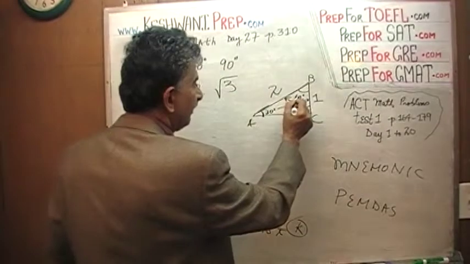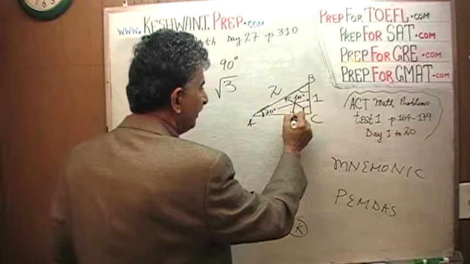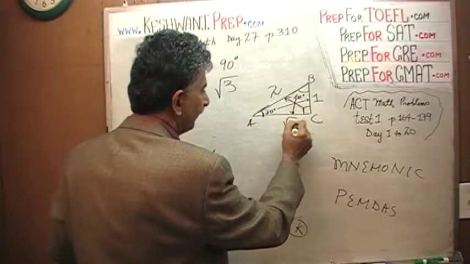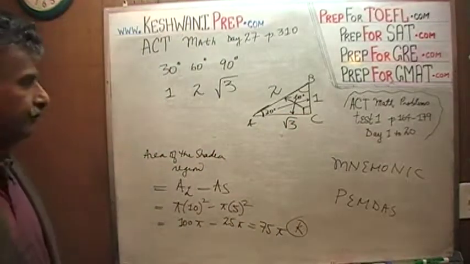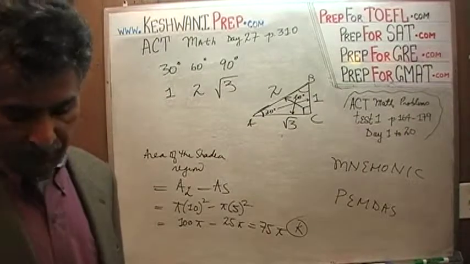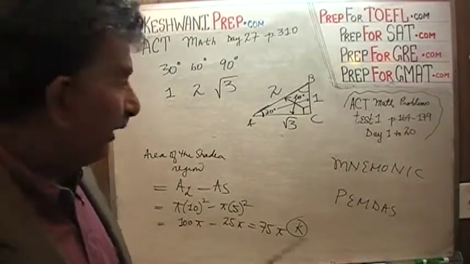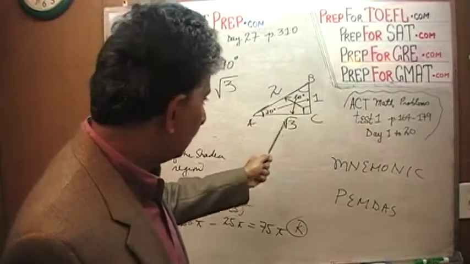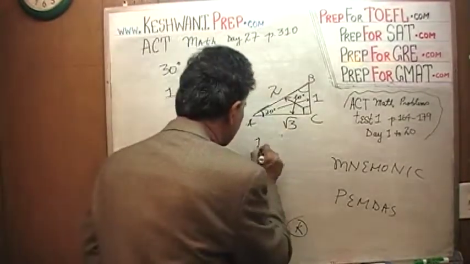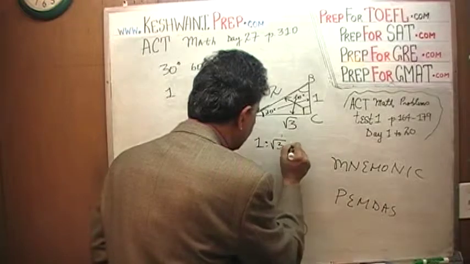And 60 is the medium-sized angle. It faces the medium-sized length, which is root 3. That's all. There is a 30, 60, 90 triangle, which means that the three sides in the 30, 60, 90 triangle have to be in this ratio. 1, root 3 and 2. 1 to root 3 to 2.